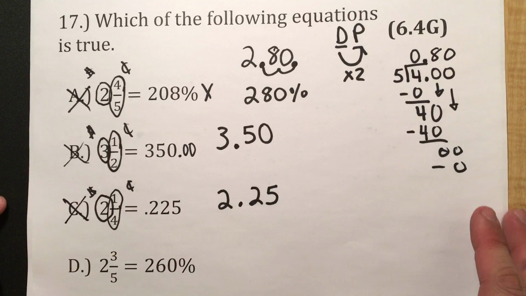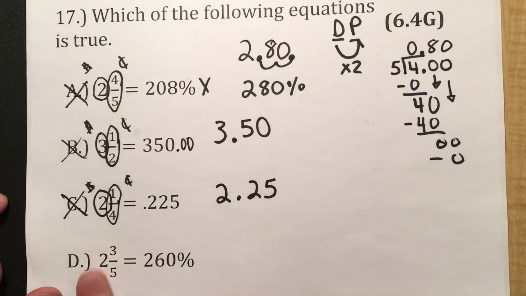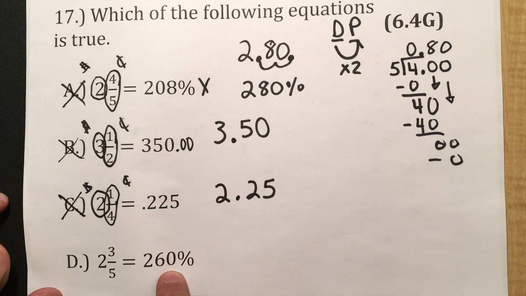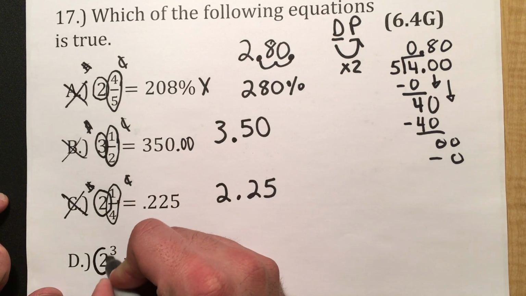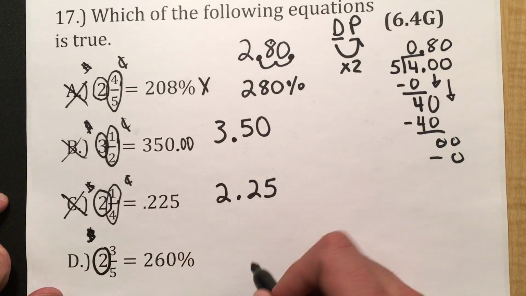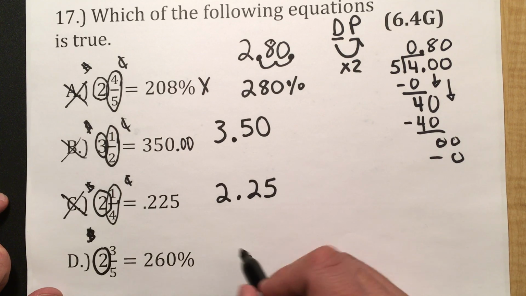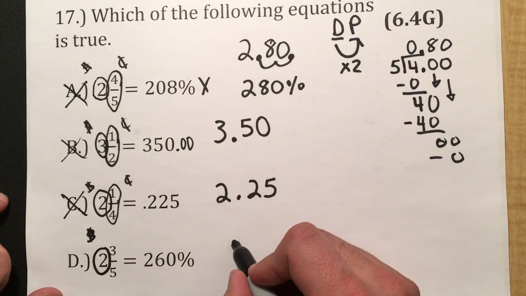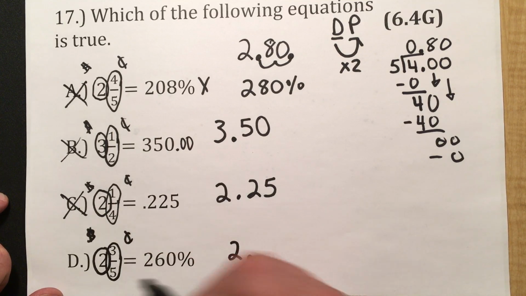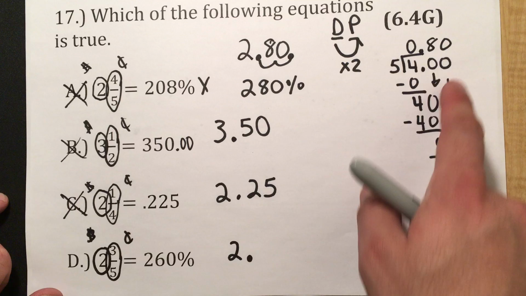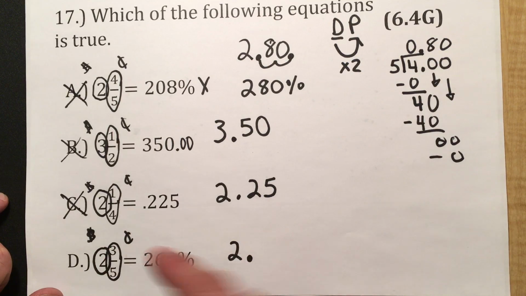Now let's check D. We've got 2 and 3/5, and we've got to see if that's equivalent to 260%. So let's go ahead and take a look at our whole number. We're going to think of that as dollars, $2. Where will we put that? That would be to the left of the decimal, right? And we've got to change this to our cents, 3/5. So we're going to do the same thing. We're going to divide.